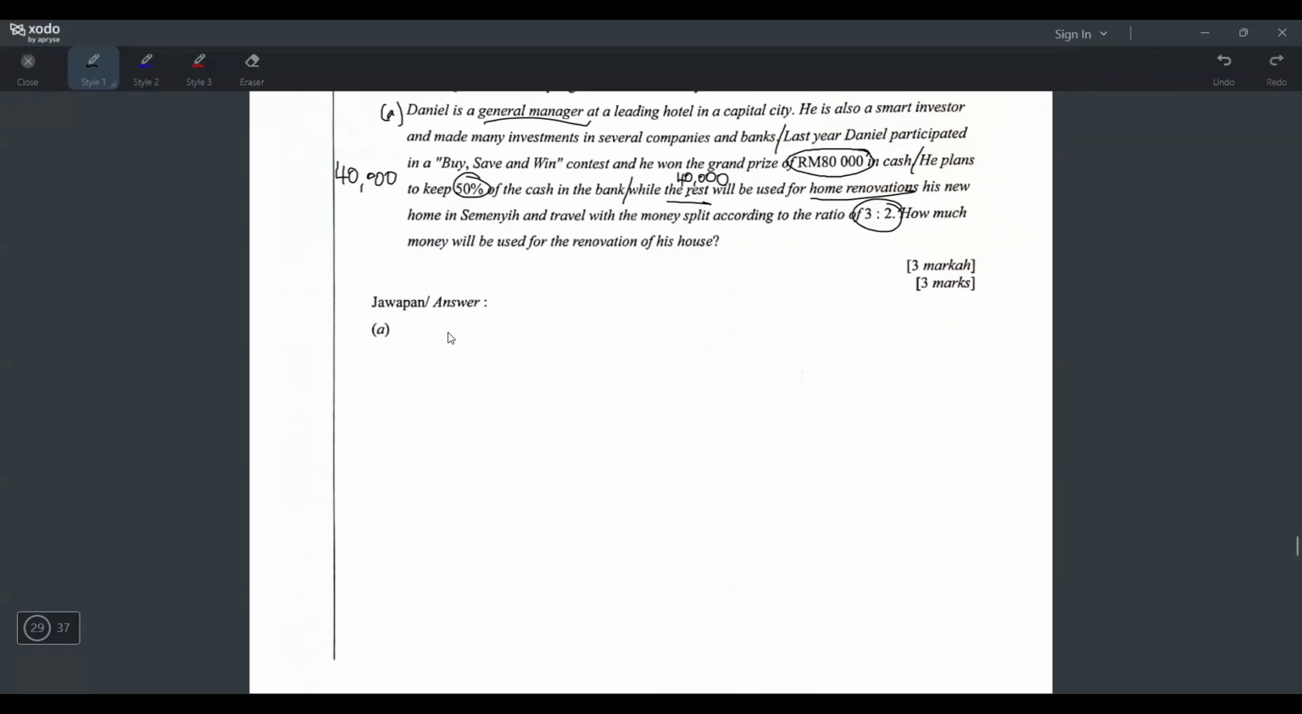Okay, this is easy. First, we take 80,000 divide by 2. Then you get 40,000, right? Then this 40,000, they said they will use for home renovation and travel, right? So 40,000, you will split this into two portions. This one 3/5, this one 2/5, right? Because the ratio is 3 portions for renovation. So this one is renovate, and then this one is travel. Why is it over 5? Because the total lah, 3 plus 2, right?